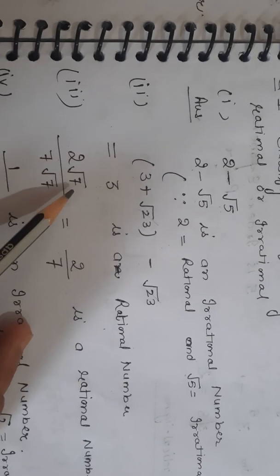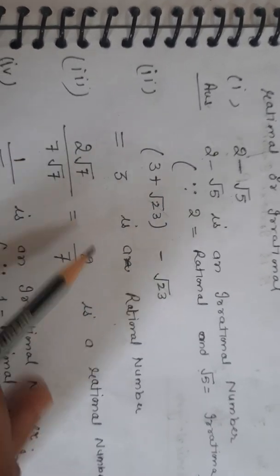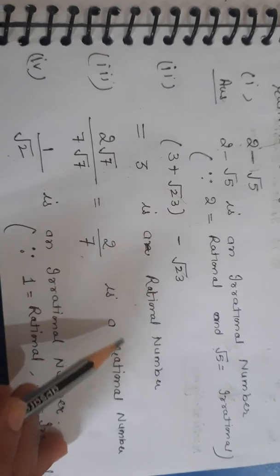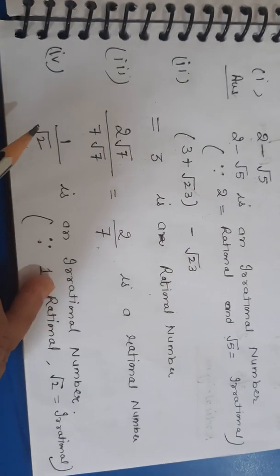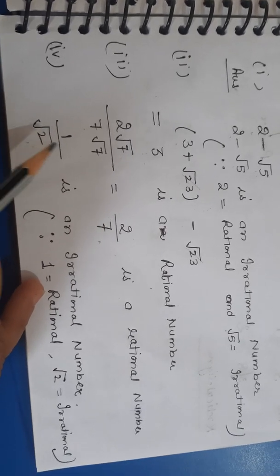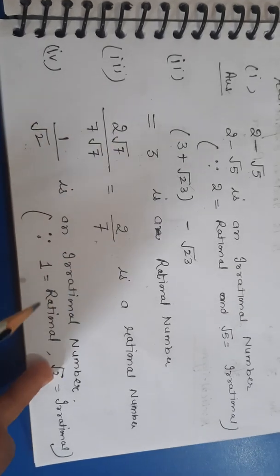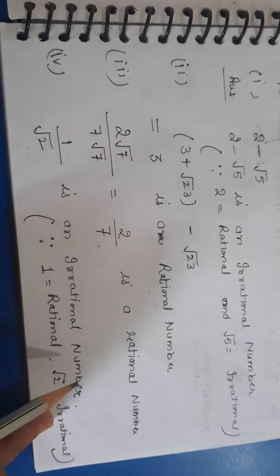Now, twice of root 7 upon 7 into root 7. Here root 7 cancels. You are left with 2 by 7, which is a rational number. Last example, 1 by root 2. Now 1 by root 2: this 1 is rational but root 2 is irrational. So the answer is also going to be an irrational number.